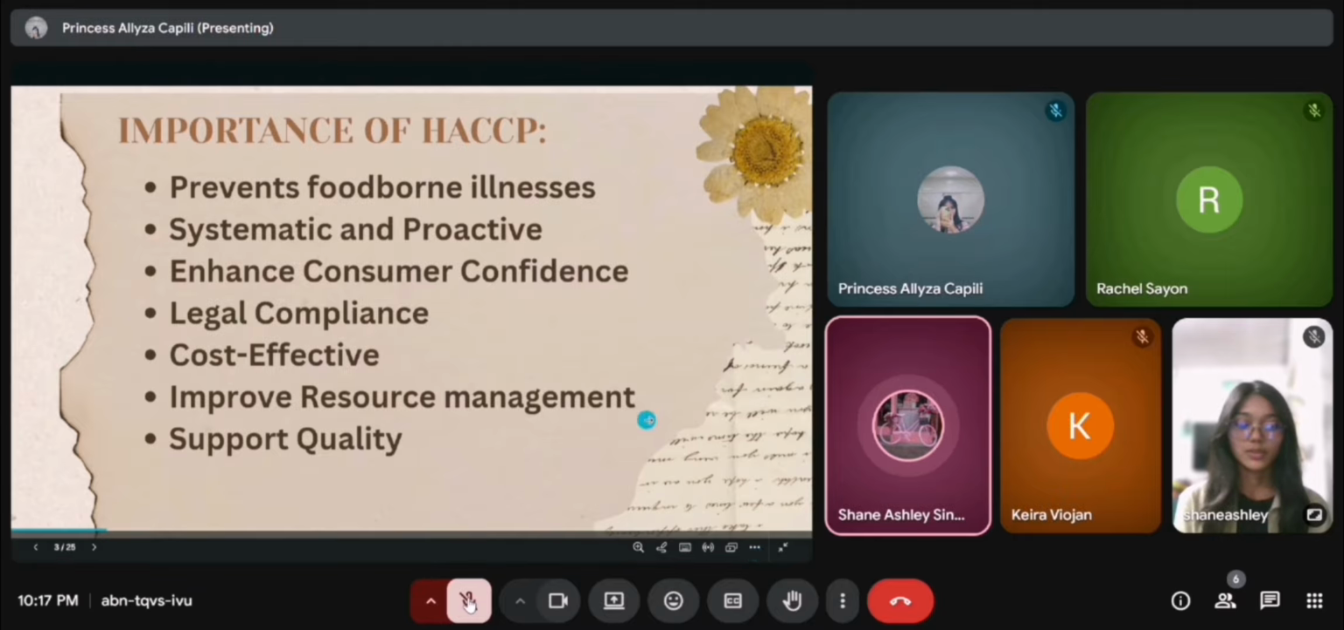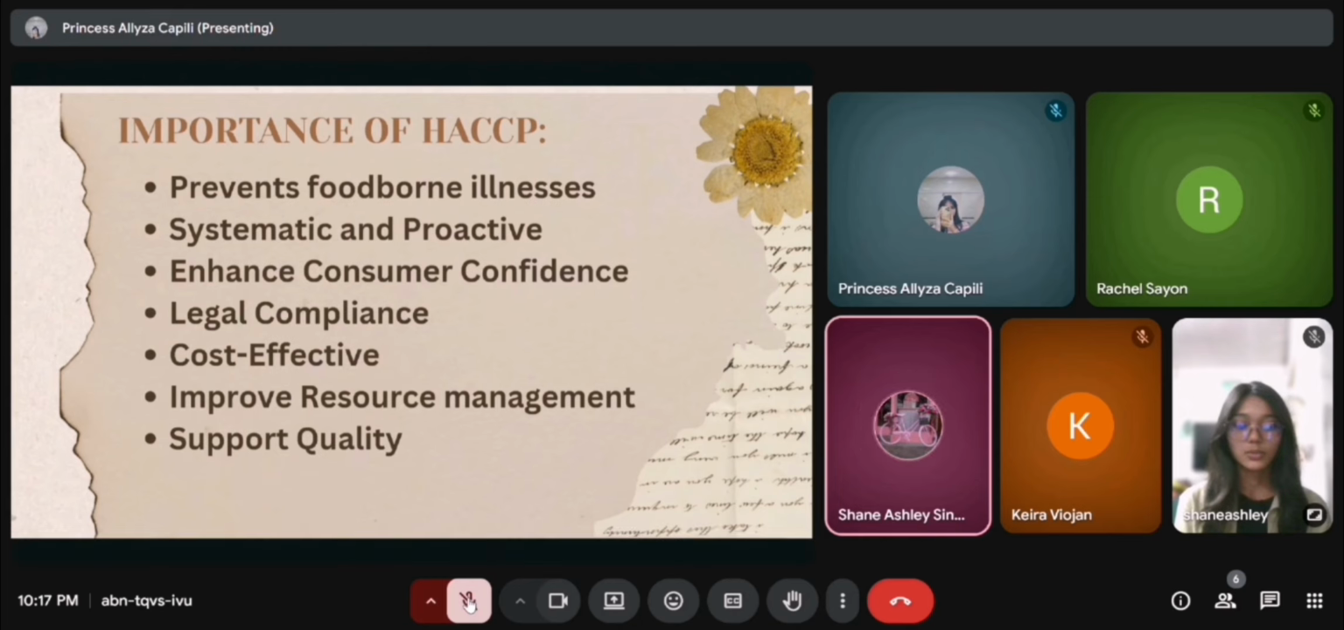So for the third one, we have here the enhanced consumer confidence. So here it shows customers that the food is safe, clean, and responsibly made, which helps build trust in the brand. For example, a clean kitchen that is visible to the customers, safety certifications displayed in stores, and consistent food quality and taste.